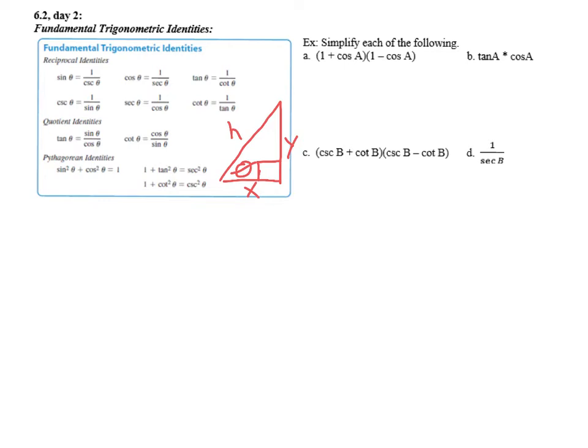Next couple slides, I'm going to take you through simplifying expressions or equations that have trig functions in them. Day 2, you're going to see a ton more of these trig functions: sine, cosine, tangent, secant, cosecant, and cotangent, the 6 that you were introduced to in day 1. All right, so for part A here, I'm going to simplify 1 plus cosine A times 1 minus cosine A. I'm going to treat it like a FOIL.